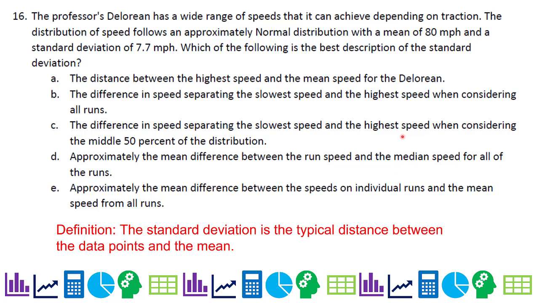There is a definition for standard deviation that does not depend on the type of distribution. It is the typical distance between the data points and the mean. So it's not the distance between the highest and the mean. It's not the distance between the slowest and the highest, so B and C are out. Here it says approximately the mean difference, which would be like the typical distance. But it says median here. We need it to be the mean difference between the individual data points and the mean.